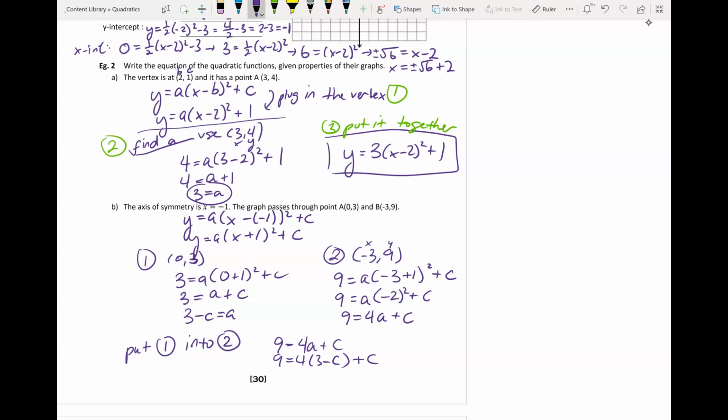So we're going to go ahead and simplify this. That's 4 times 3, which is 12. 4 times -c is -4c. I'm going to combine my like terms. So I'm going to subtract both sides by 12, which is -3. -4c plus c is -3c, so c is going to be 1. Then I need to find a.